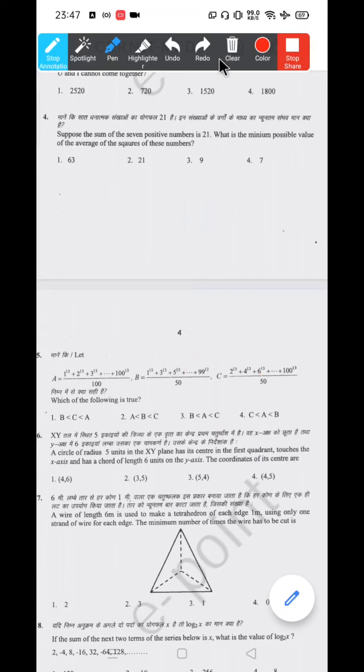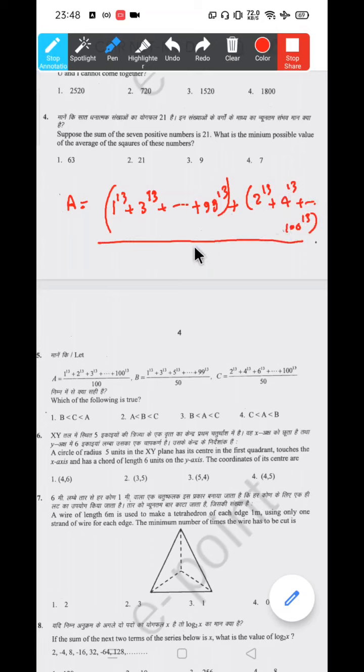Or let us do one more thing. Let us start with A, split it into two parts, that is 1 raised to 13 plus 3 raised to 13 plus up to 99 raised to 13, these are your odd terms, and this is your even terms, that is 2 raised to 13 plus 4 raised to 13 plus dot dot dot 100 raised to 13. Correct? It is divided by 100.